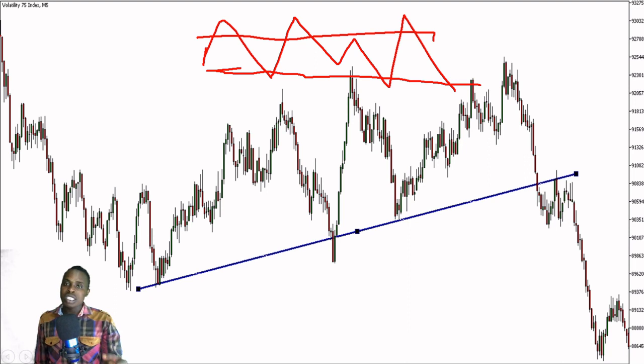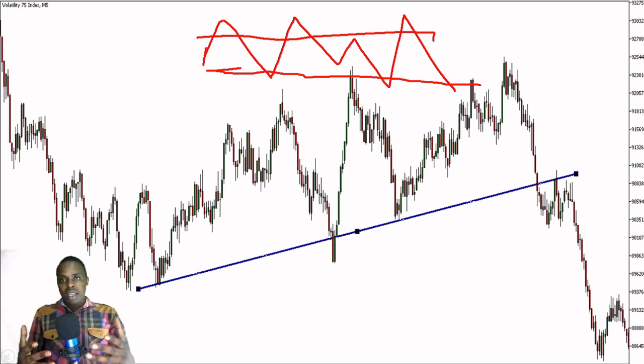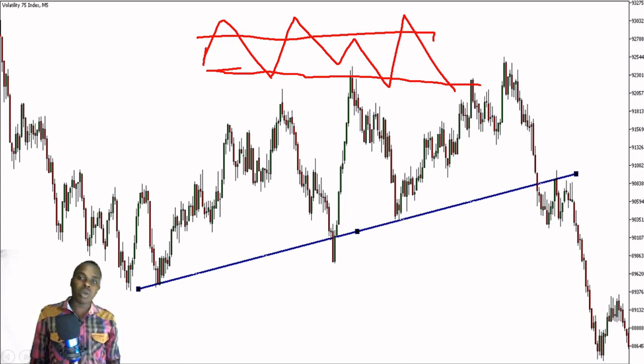Now there are two things that you are left with. You only need now to know where exactly should I buy and where exactly should I take my profits and exit, right? So this is what we are going to do next.